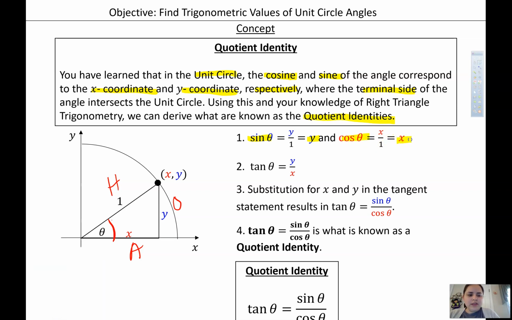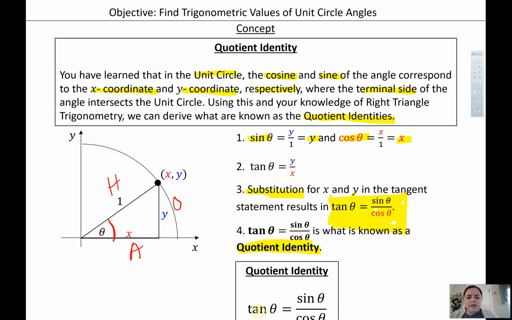You need to know that cosine theta is x. And then we have tangent theta, so tangent is TOA. I have y over x because I got my opposite side over the adjacent side. So y over x, and if I substitute x, I know x is cosine, and I can substitute y, which is sine, so then tangent theta is sine theta over cosine theta, okay? So you guys need to memorize this one. I would box it, underline it, highlight it, whatever you gotta do. This tangent theta is sine over cosine, okay? That is what we know as the quotient identity.